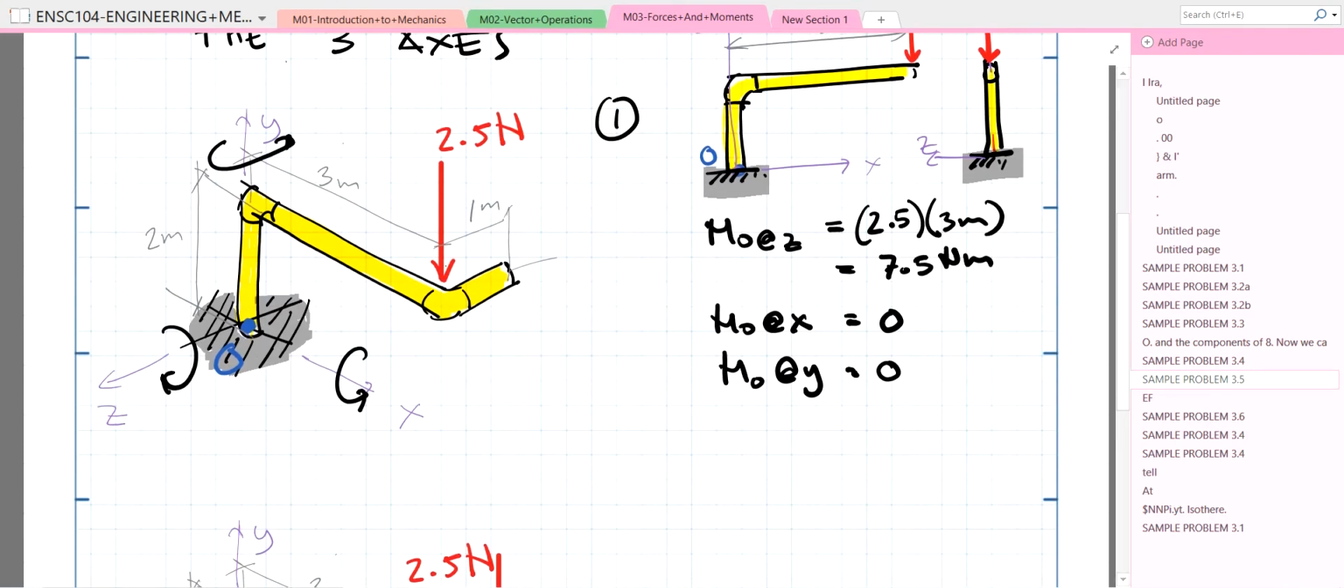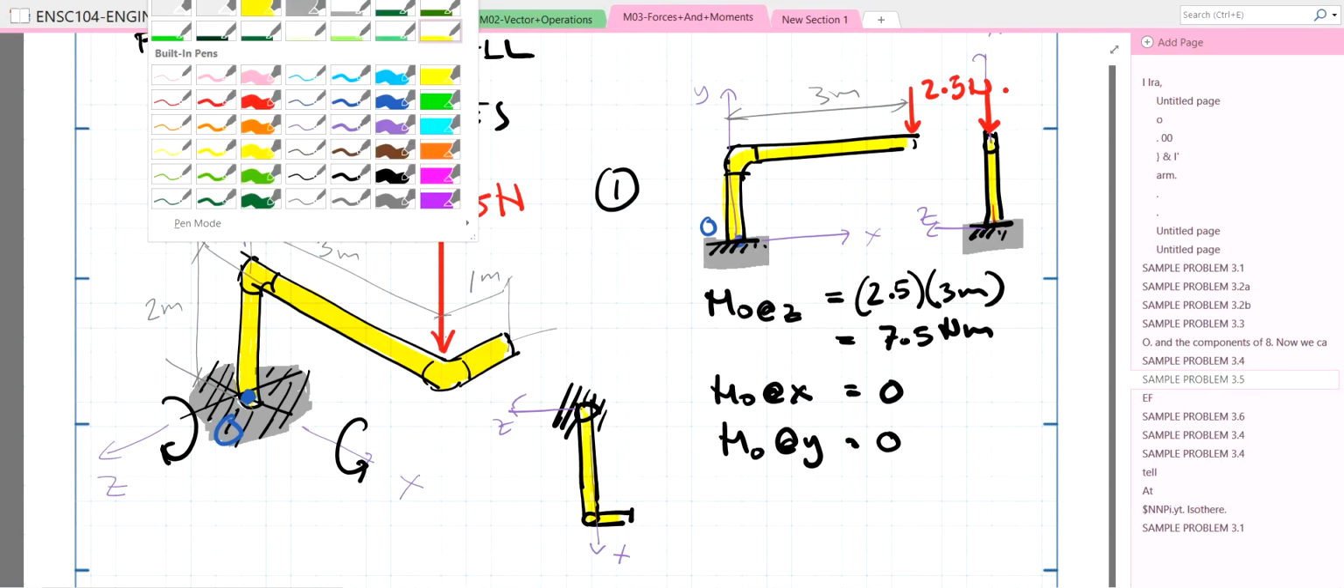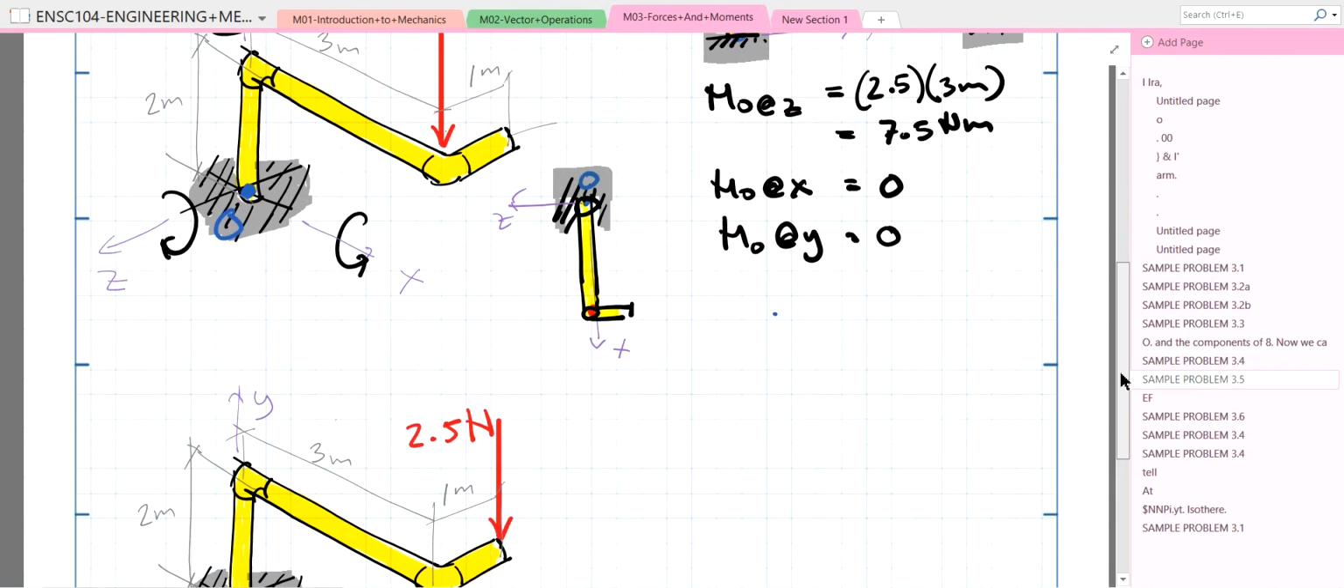We can check this if we draw it in this figure. Here's our Z axis, and here's our X axis. This is point O. There is no force because the force is along the Y, so it's just a point right here, so it will not cause any rotation along the Y axis. Okay, so now let's solve the next problem.